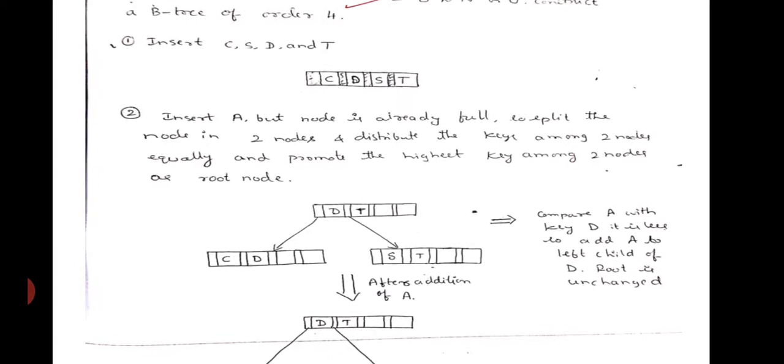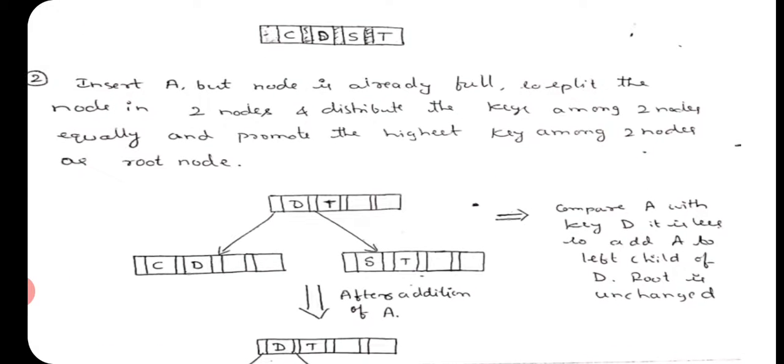If you want to insert that A into that node, the node is already full. If the node is full, what we need to do is split the node into 2 nodes, distribute the keys among the 2 nodes equally, and promote the highest key from the 2 nodes to the root node. See here in this example, the elements C, D, S, T are split into 2 nodes. The first node contains C, D. The second node contains S, T.